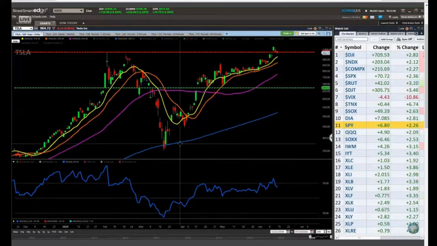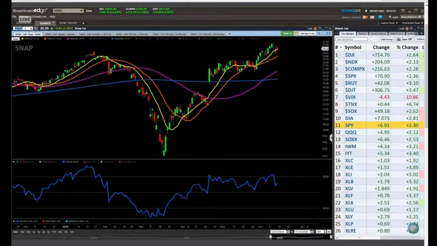Snap, another popular stock. It's been on a tear. Recap. Yeah, holding its 10-day right now.